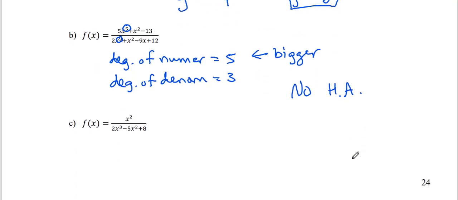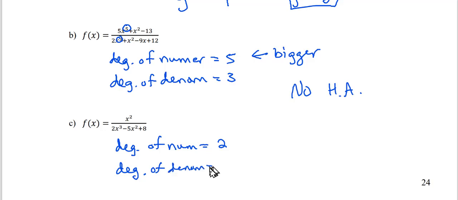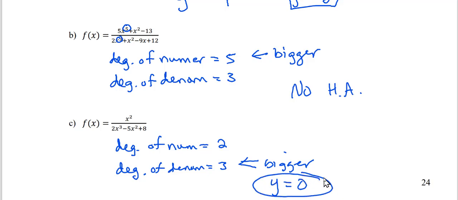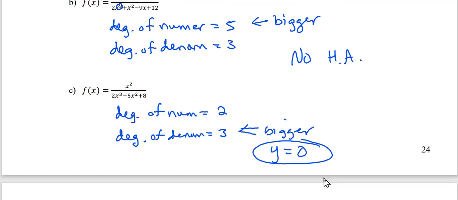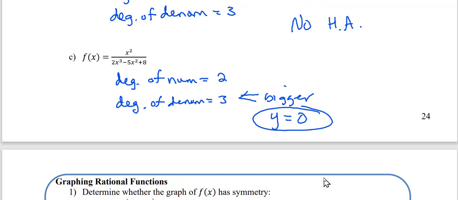All right, last one. The degree of the numerator here is 2. The degree of the denominator is 3. Now the degree of the denominator is bigger, which is always going to leave you the x-axis, y equals 0, as a horizontal asymptote.